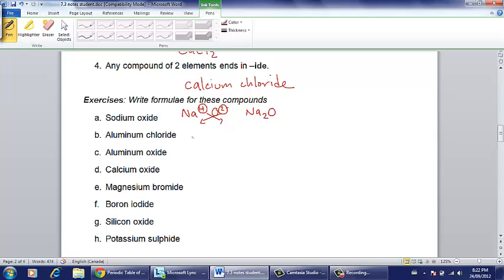Aluminum chloride. If you look on your periodic table, aluminum's combining capacity is 3 plus. Chlorine's is 1 negative. So these drop down.